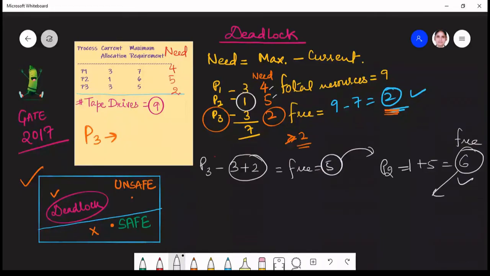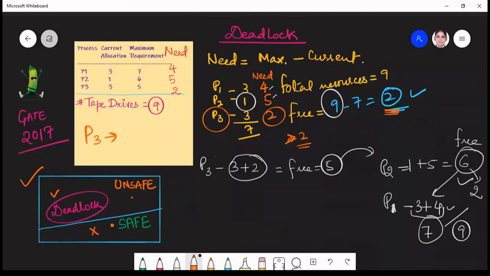When P2 completes its execution, it is going to give these free resources to P1. P1 is holding 3 resources and needs 4 more resources. So out of 6, 4 will be given to it and 2 will be left. After its completion, 7 resources will be free, and 7 plus 2 is again 9 resources free in total, as they were earlier. So from here we can verify that the answer is correct.